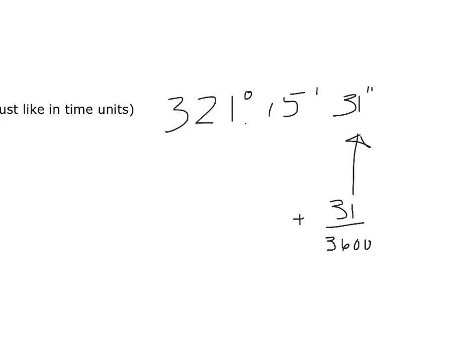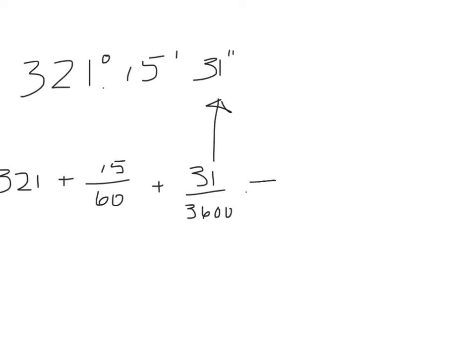How many minutes are in an hour? So I take the 15 and I divide by 60. And then I'm going to add that to the 321. So somebody with a calculator do 321 plus 15 over 60 plus 31 over 3,600 and tell me what you get to 4 decimal places.